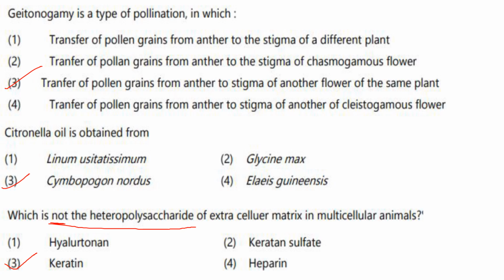Then, which is not a heteropolysaccharide of the extracellular matrix in multicellular animals? So you have to see which is not a heteropolysaccharide. Hyaluronic acid, keratan sulfate, and heparin are all heteropolysaccharides, but keratin is not a heteropolysaccharide, it is a structural protein. So the answer here is option 3.